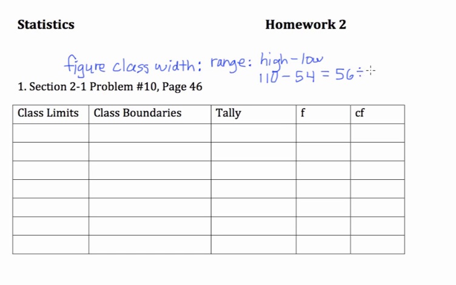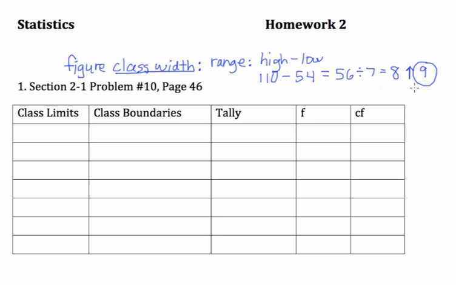You want to divide that by the number of classes that you need. In our case, the problem told us we needed 7 classes. So I'll divide by 7. So you get 8 for a class width. It turns out we need to round that up to 9 for our class width.